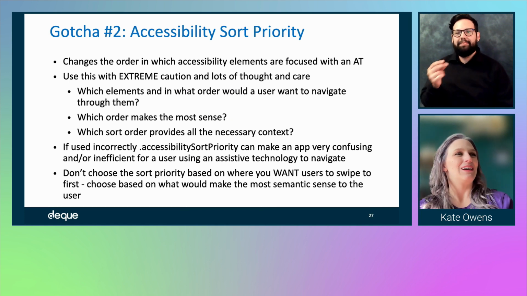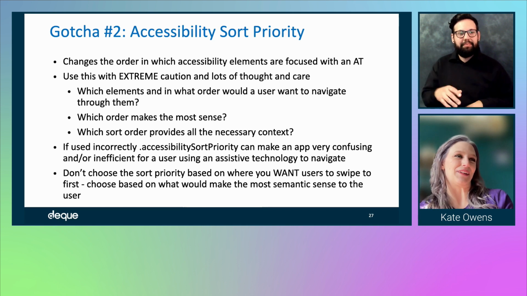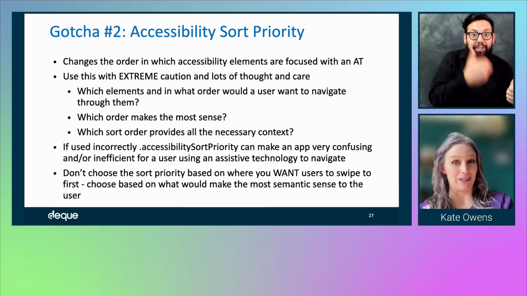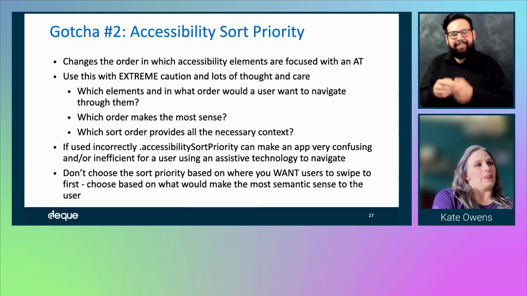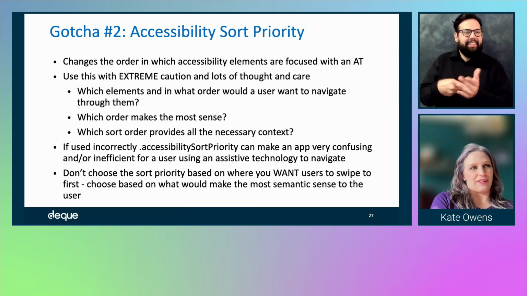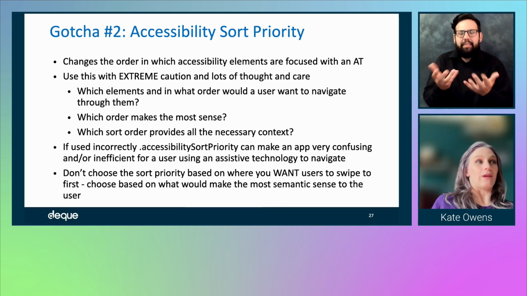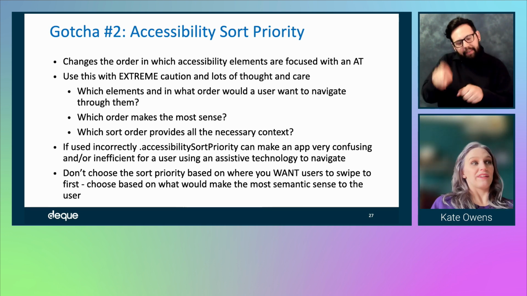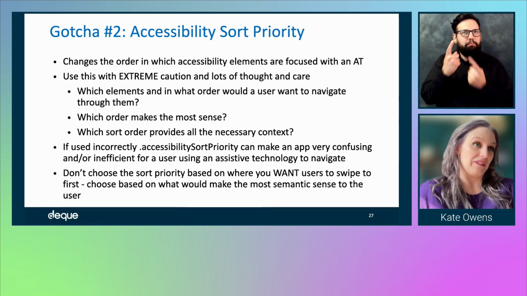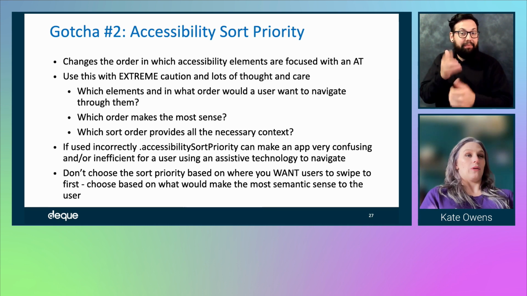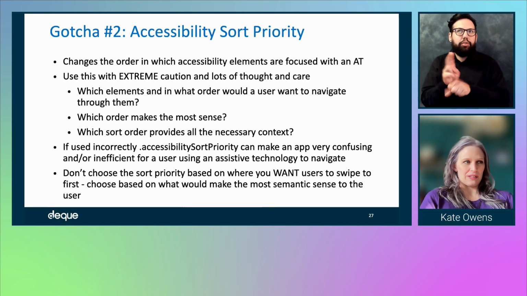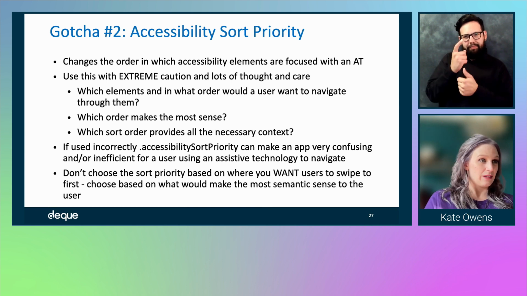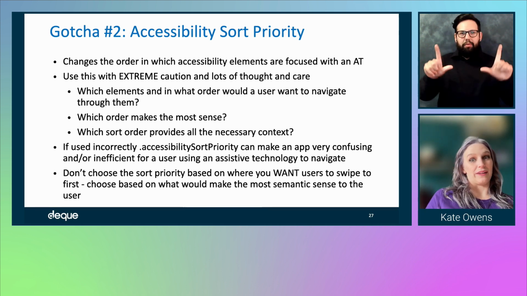Gotcha number 2. Another accessibility sort priority. This is another goodie that can become a gotcha. You probably figured this one was coming, because I mentioned I got a lot of feelings about it. So this, as we mentioned earlier, changes the order in which elements are focused. You've really got to use it with extreme caution, lots of thought and care. Some things to think about when you're deciding whether or not this is the right thing to use is which elements and in what order would a user want to navigate through them. Put yourself in their shoes. Put yourself in that mindset. Which order makes the most sense in terms of the whole screen? And also what order provides all of the necessary context.